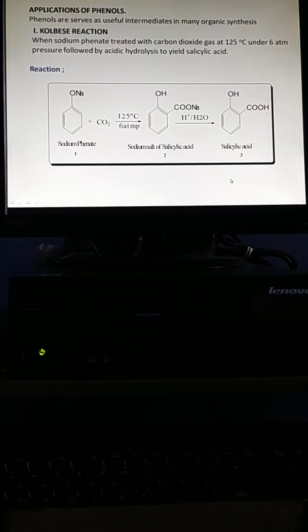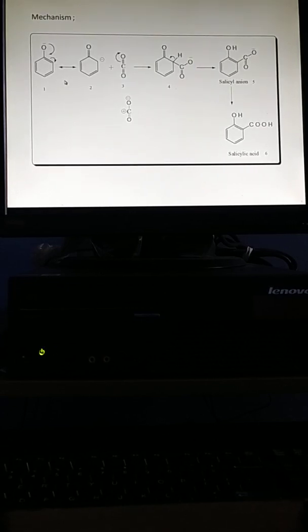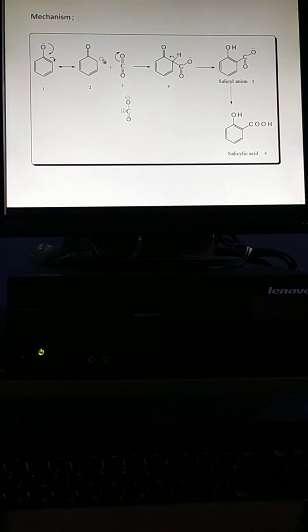Now we will see the mechanism of this reaction. Structure 1 is the phenoxide anion. Here is the movement of electrons. Position 2 becomes electron rich, so this position is the electron rich center.